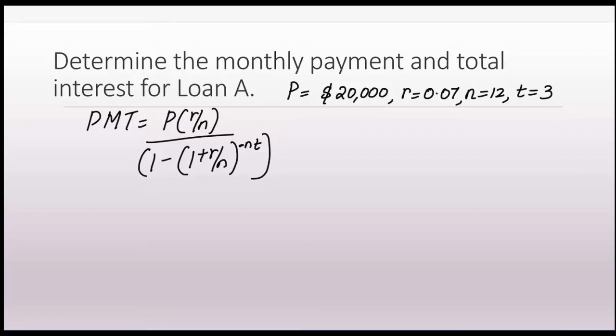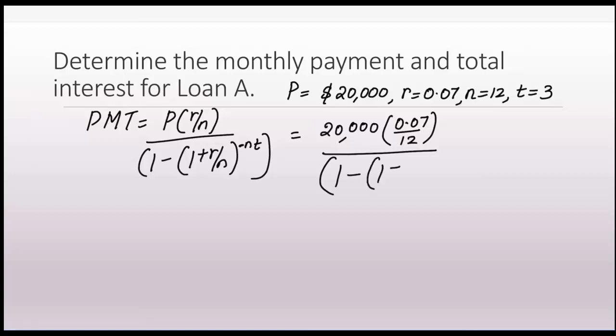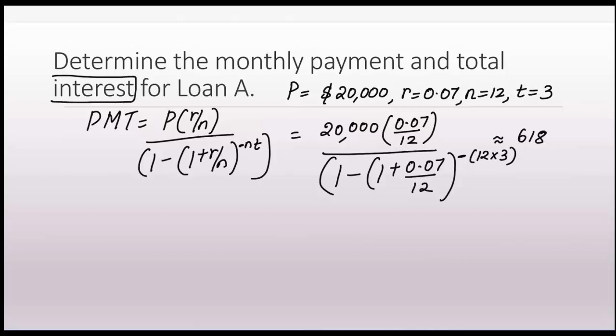When I plug this into Desmos, I'm going to write it down. Please make sure you write down your formula first on a piece of paper and then plug it into Desmos so you make sure you have the right order of operations. 1 minus (1 plus 0.07 divided by 12) to the power negative 12 times 3. When I plug this into Desmos, I get approximately $618.